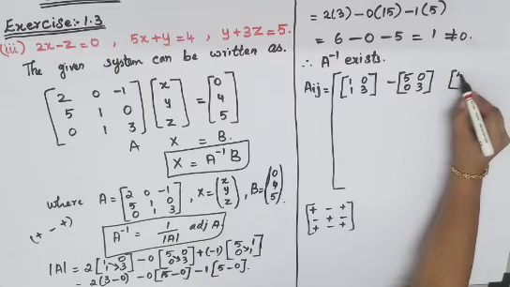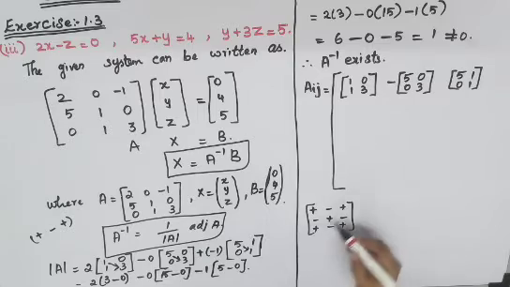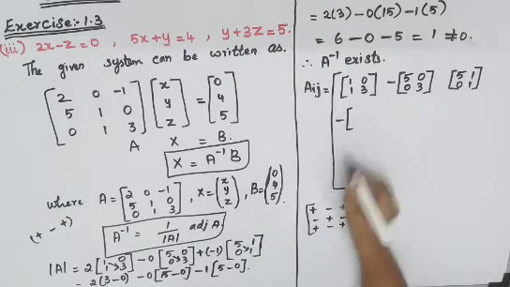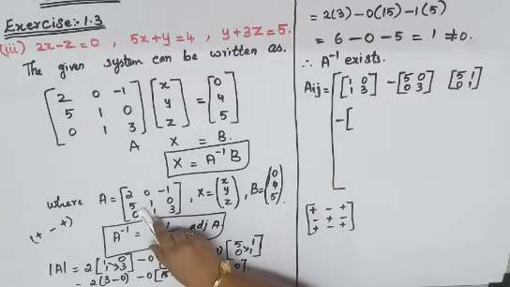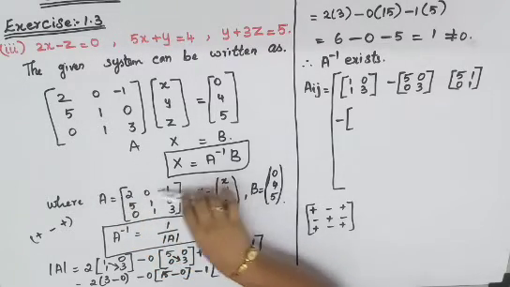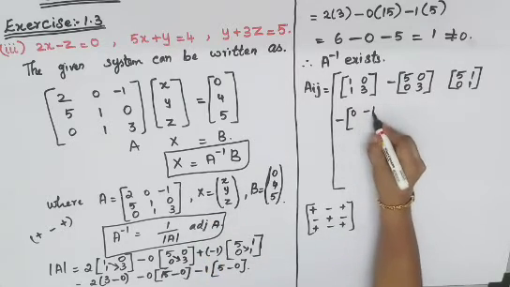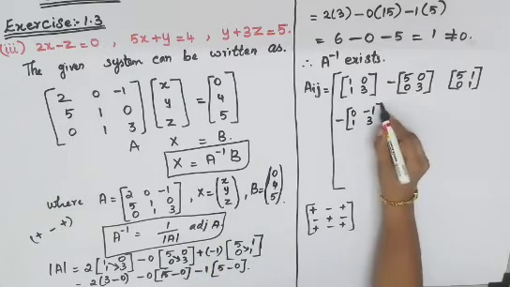So it is 5 1 0 1. Second row, minus is there, so insert minus, then open your bracket. The minor of 5 has to be found out. So removing the column and the row, you will get it as 0 minus 1 1 3. So 0 minus 1 1 3.